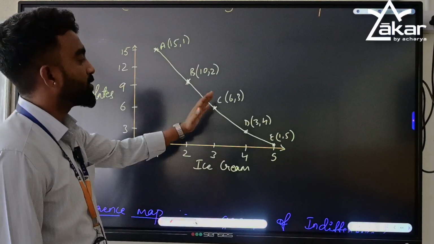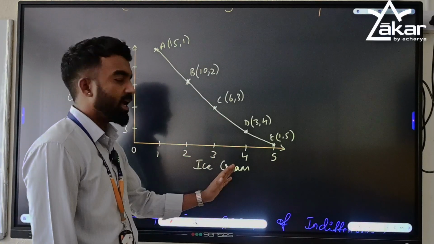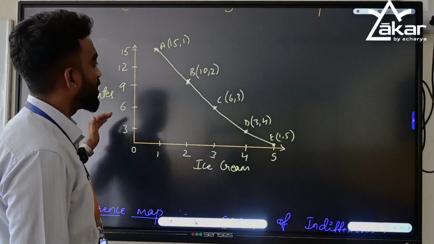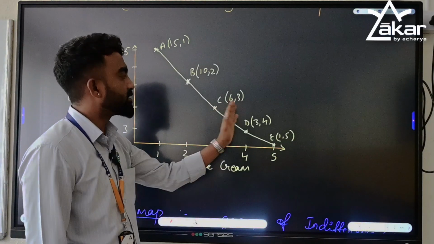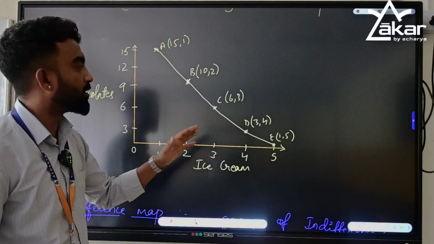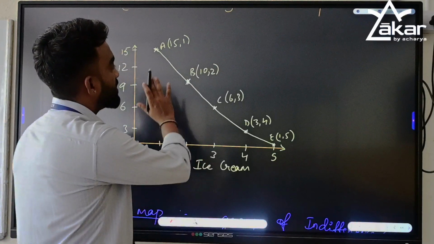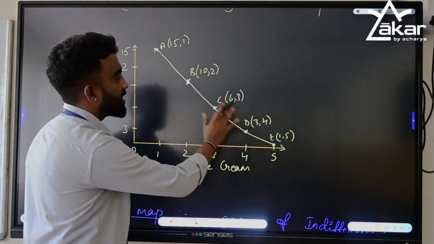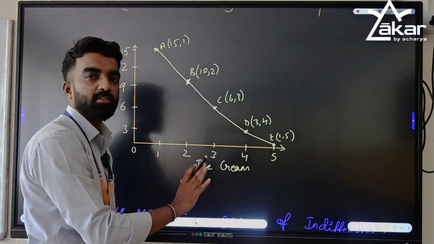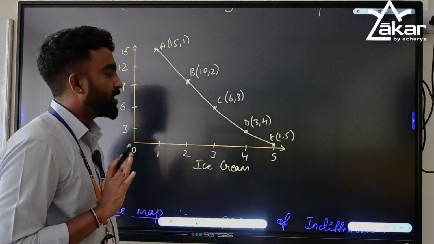So as he wants to increase the quantity of ice cream consumption, he has to sacrifice chocolates. The third combination is 6:3. We'll understand why it is so. As of now, what the indifference curve says is that the consumer is getting an equal level of satisfaction from all these combinations. These are the 5 different combinations.